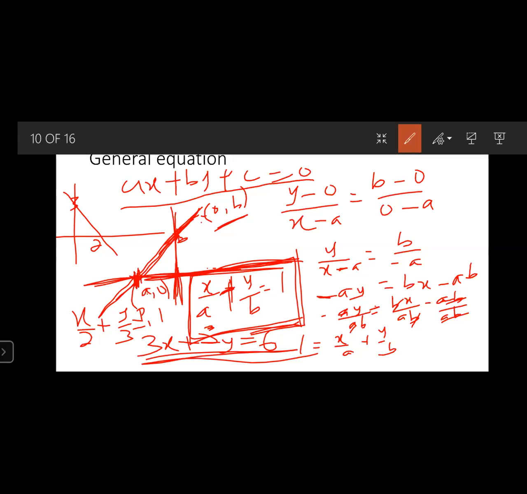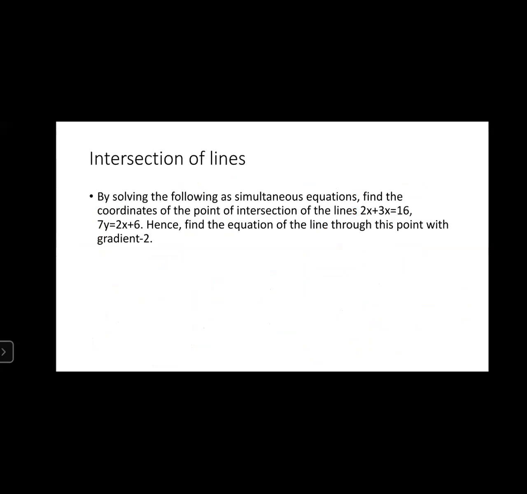So today we want to look at the intersection of lines. When two lines intersect, we realize that the point of intersection, we can get it by solving the equations simultaneously. Look at this question now.